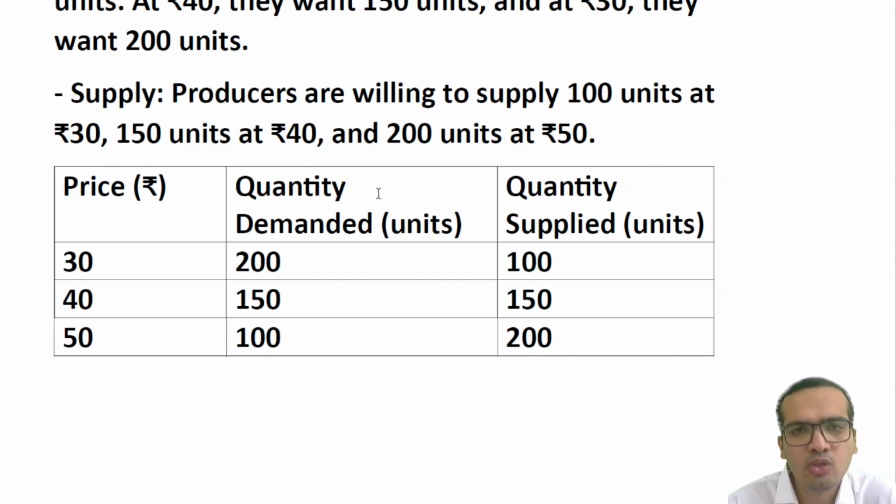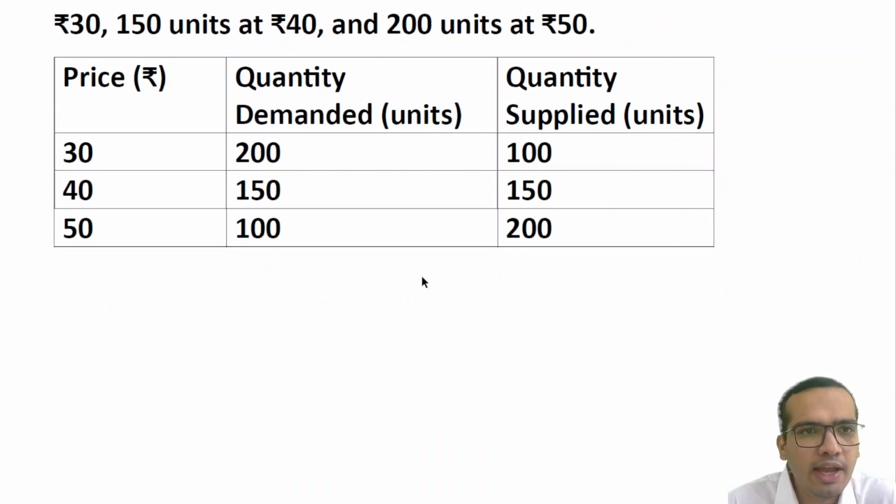So here is a table based on our data. We have price, quantity demanded, and quantity supplied. At rupees 30 we have a quantity demanded of 200 units, and quantity supplied or available is only 100 units. Similarly, at rupees 40 the quantity demanded is 150 units, and quantity supplied is also 150 units. And in the last case, at rupees 50 we have demand for 100 units, but the supply is in excess at 200 units.